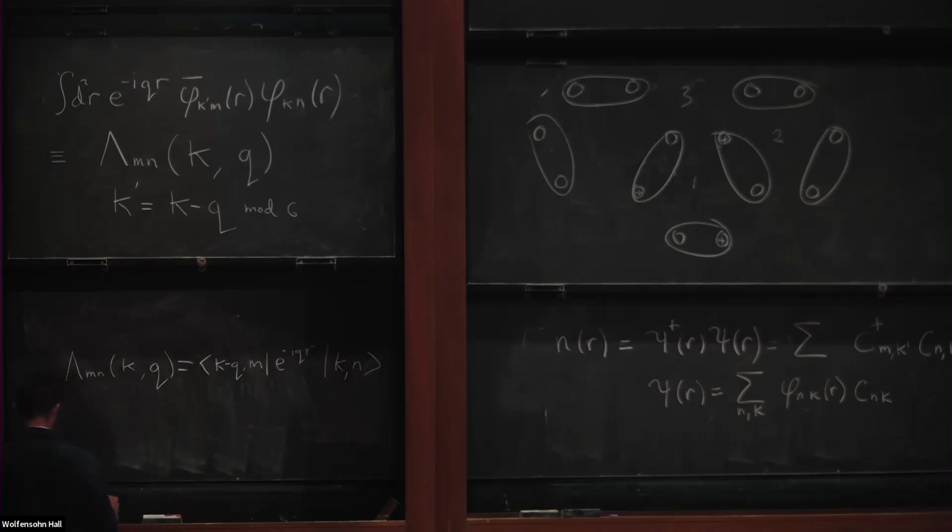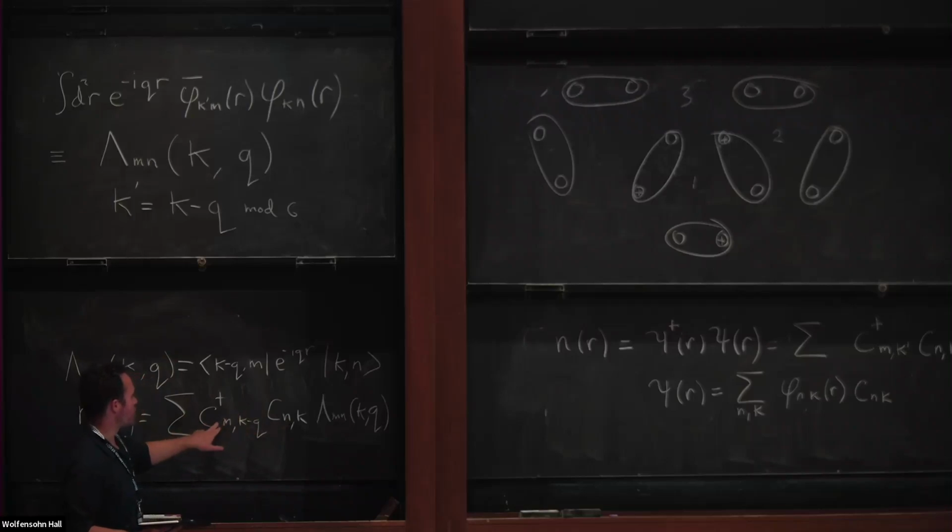So once we have this, we now know the density operator n of Q, which shows up in the Coulomb interaction, is the sum over K, m, n of the creation operator at K minus Q in band m, times the annihilation operator at K in band n, times lambda_mn. I hope you can see that. So this one body operator has a matrix element which will scatter from band n to m and transfer from momentum state K to K minus Q with an amplitude which is the lambda.